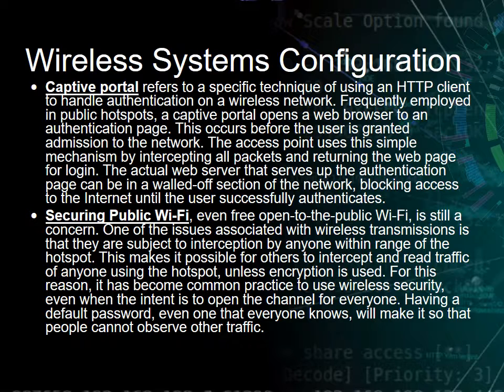The access point uses the simple mechanism of intercepting all packets and returning the web page for login. The actual web server that serves up the authentication page can be in a walled off section of the network. New connections will get an IP address that's in the walled off segment of the network, and they can't get out of that until they've authenticated. Once they have, they get reassigned a new IP address through DHCP, and they go ahead and connect to the outside world.